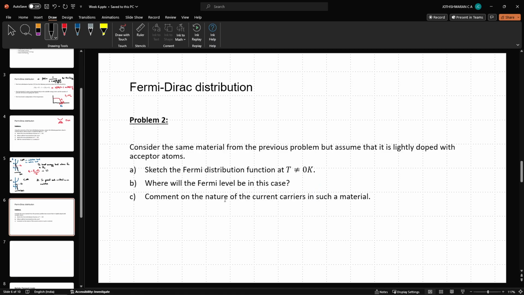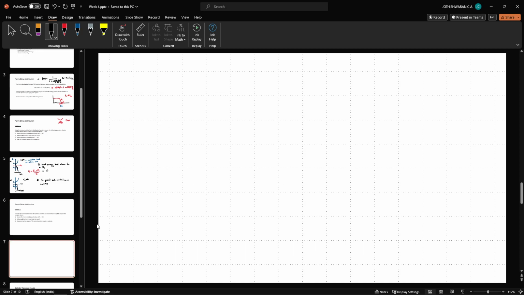So first, again, we are supposed to sketch the Fermi distribution function at T equal to 0 Kelvin. But now we have said that this has been lightly doped with acceptor atoms. So what is going to change? Again, I have the conduction band, I have the valence band. So I have EV over here and I have EC over here.